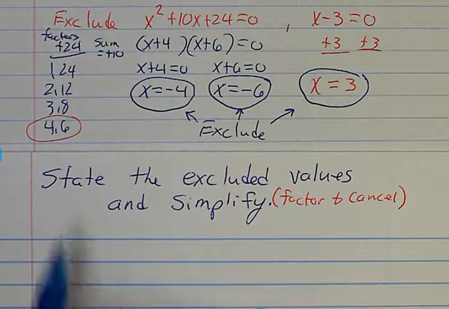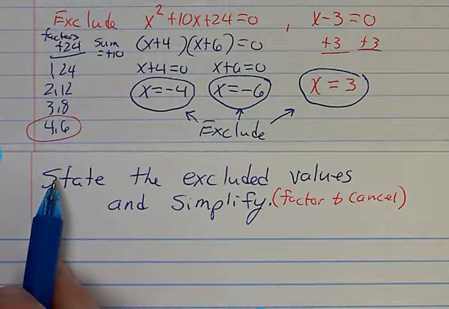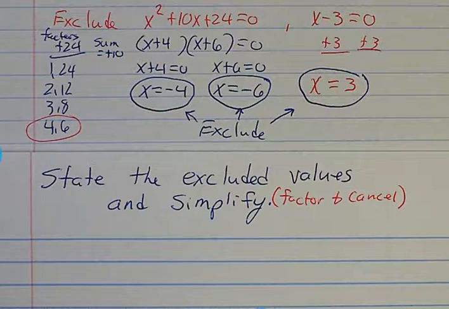So first part, still the exact same thing. You're going to set the denominator equal to 0. And the good thing is once you've done that, if you had to do any factoring, that's still going to kind of lead you right into the simplifying part of it.